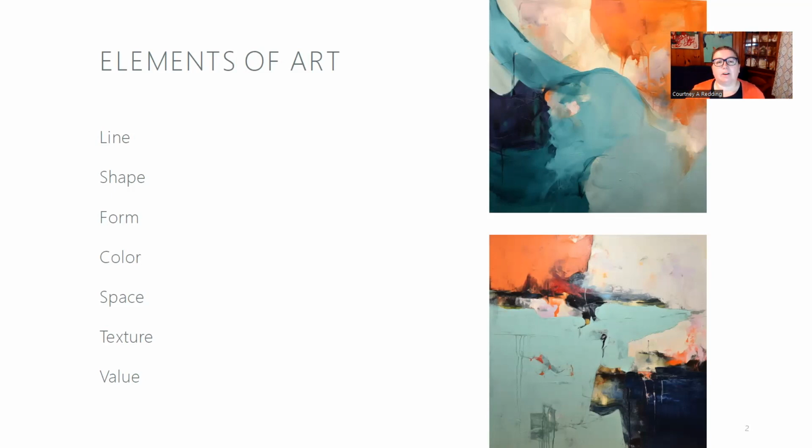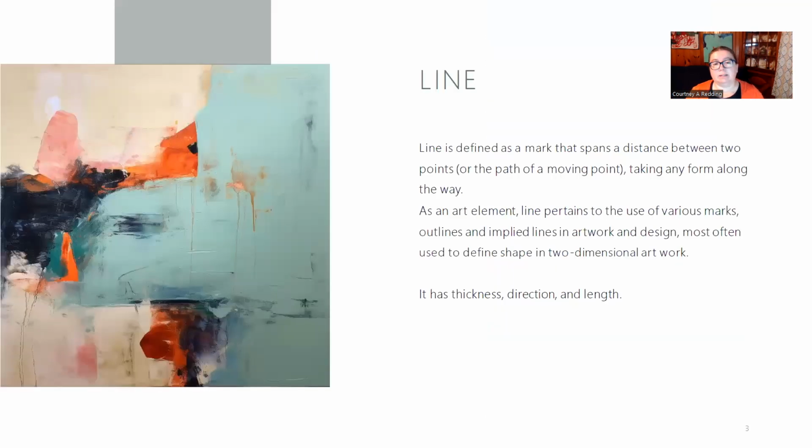So our elements of art are line, shape, form, color, space, texture, and value. And what I'm going to do is just bounce through each of those quickly so that you can get an idea of what to look for when you are looking at a piece of art. And then I also created a critique guideline form so that when you are looking at a piece, you're able to break it up into these elements and then the principles. But the most basic one is line.